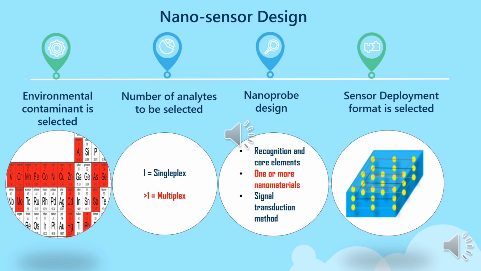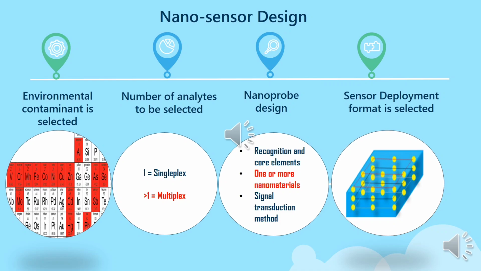I'm going to discuss the basic design of a nanosensor. For designing a nanosensor, first we select the environmental contaminant, like copper, nickel, etc. Then we select the number of analytes to be determined by our nanosensor. If our nanosensor will detect one analyte at a time, it is termed single plex, and if it will determine more than one analyte at a time, it is termed a multiplex nanosensor.